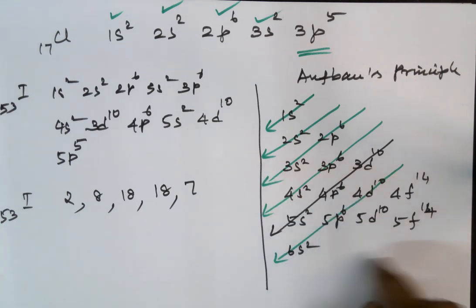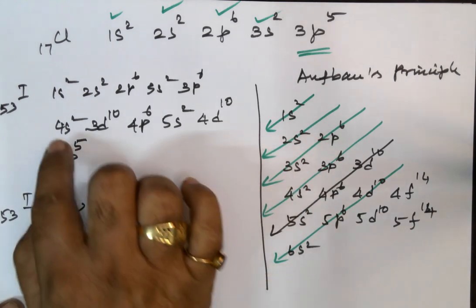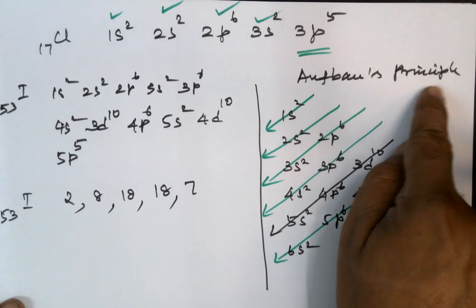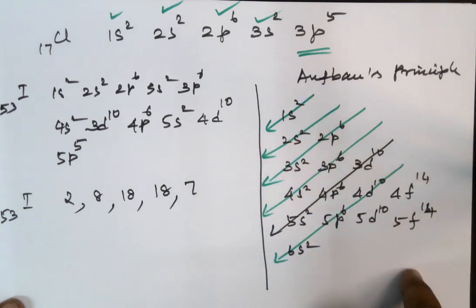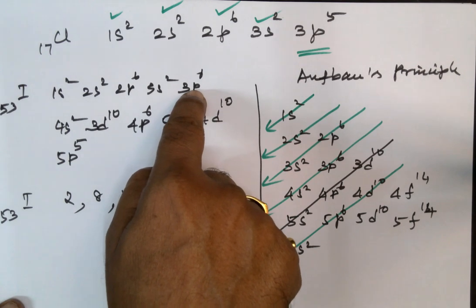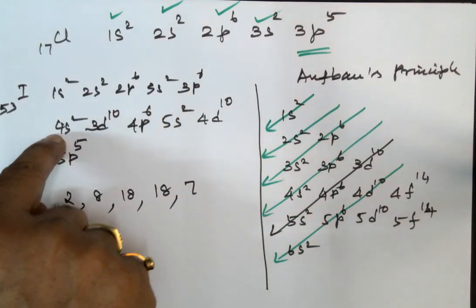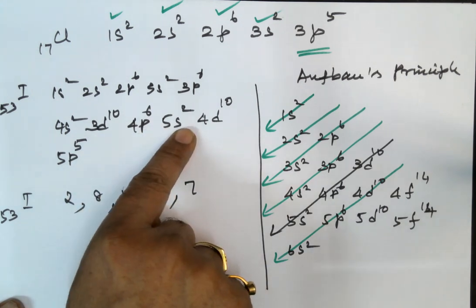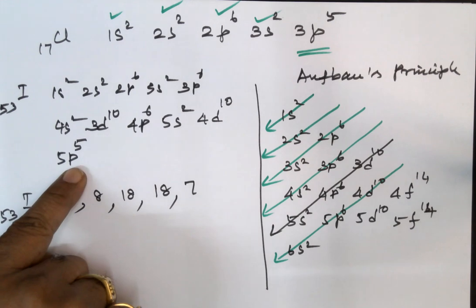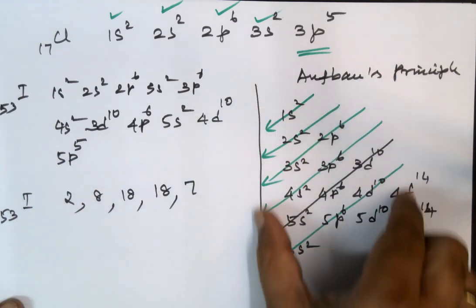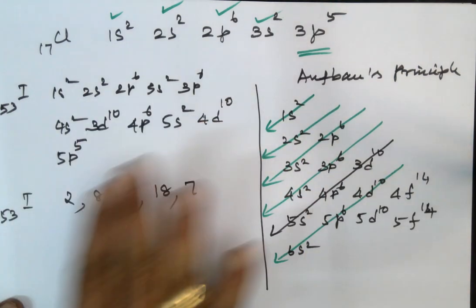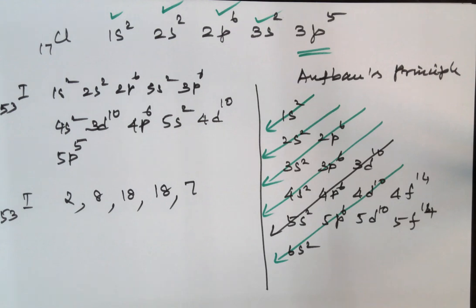It is because of this zigzag arrangement. See, after completing 3p6 it should go to 3d10, but what the Aufbau principle says is you have to follow this. So accordingly 3p6, after that 4s2 is filled up, then comes back to 3d10, then 4p6, then 5s2, and then once again 4d10, then come back to 5p5. Okay, so if you strictly follow this diagram according to the Aufbau principle, you will get the correct electronic configuration. Clear? Are you able to understand about electronic configuration?